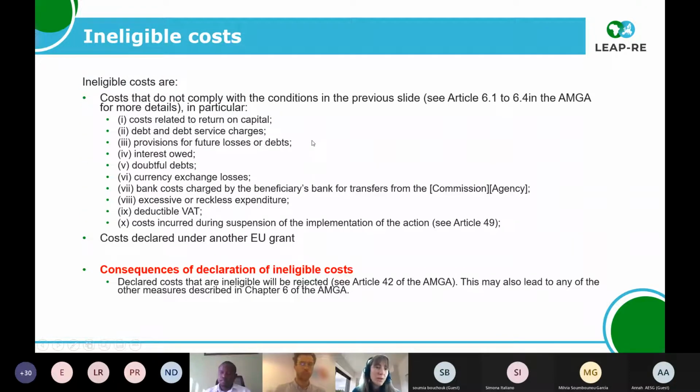In addition, what makes a cost not eligible? Like I said, if it doesn't comply with one of the conditions set out in the previous slide, then it's not eligible. But some specific costs are not eligible. For instance, the costs that we have listed here, such as deductible VAT or bank costs for transfer of funds, are not eligible, and also excessive or reckless expenditure.